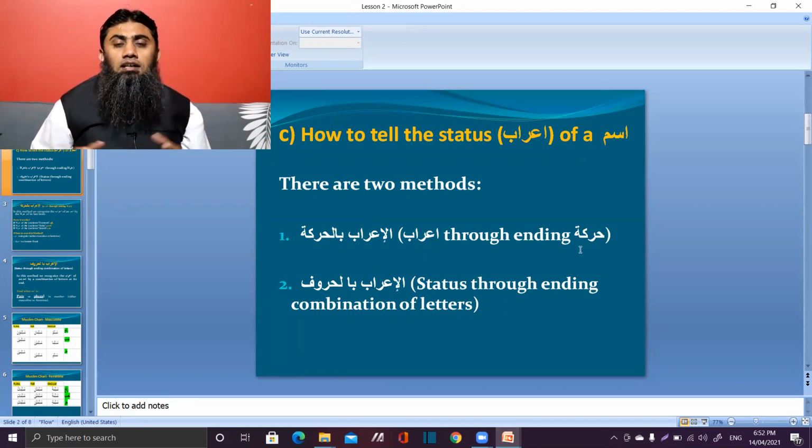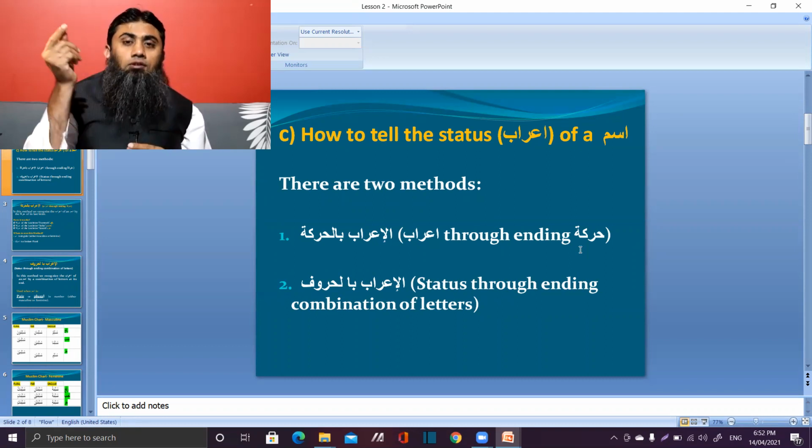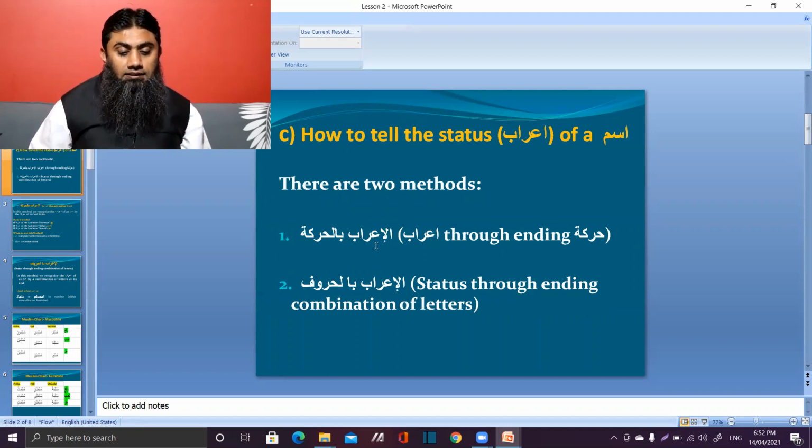What is haraka? Like in Arabic, we have the concept of damma, which some people call pesh, and fatha, which some people call zabr, and kasra, which some people call zair. So these are called harakat: damma, fatha, and kasra. So in this first method, we recognize the i'rab of ism through the ending haraka. Ending haraka means the haraka of the last letter.